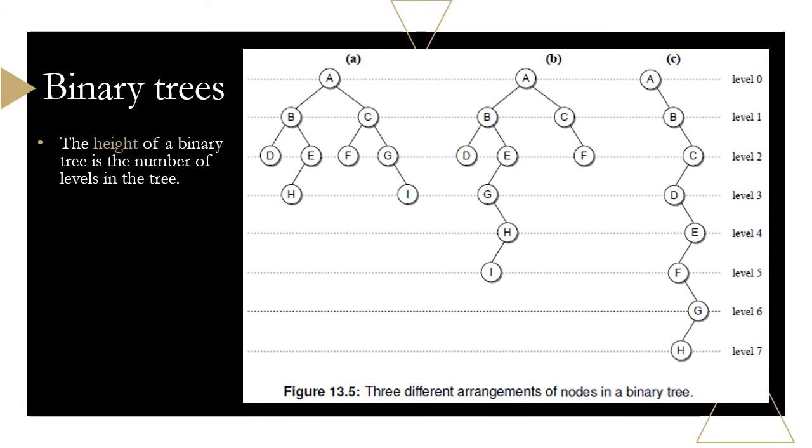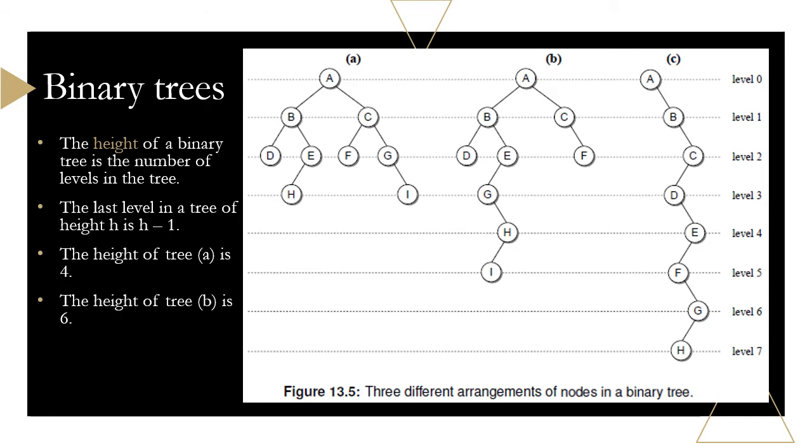The height of a binary tree is the number of levels in the tree. The last level in a tree of height h is h minus 1. The first level is 0. The last level is h minus 1. So total number of levels are h, which is the height of the tree. The height of tree A is 4. The height of tree B is 6. What is the height of tree C? 8.